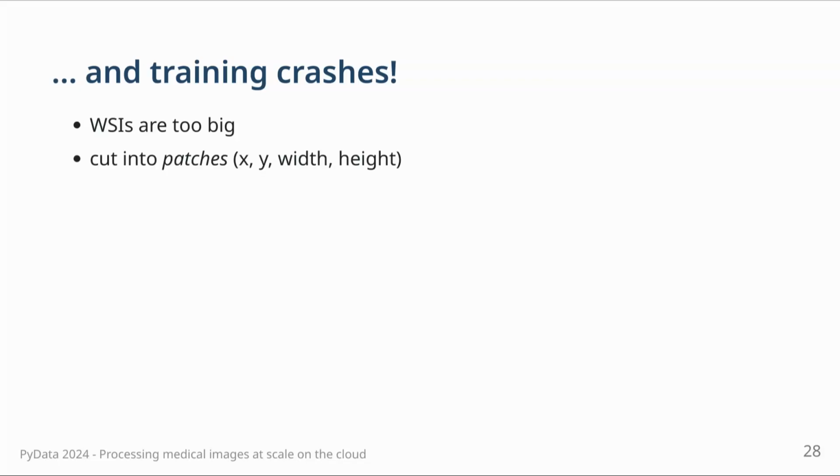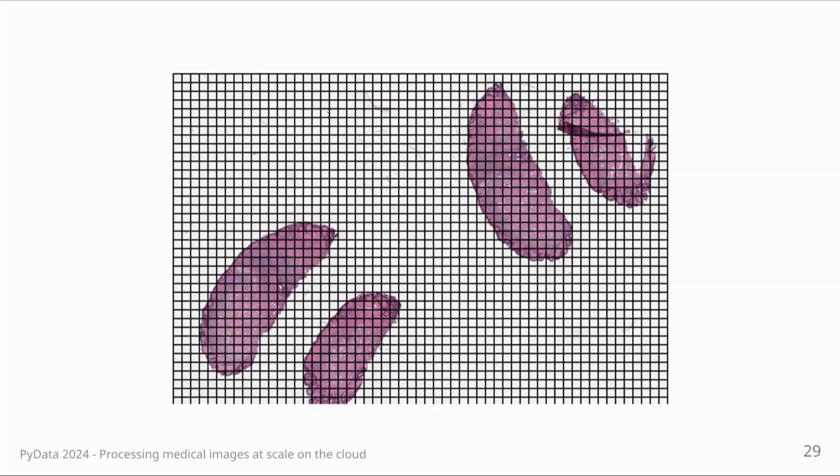So we cut into patches. The grid, once again, is going to be our first approximation. But you could want to have different strategies, because maybe you have cancerous cells that are hidden at the edge, right? So maybe you want to stride differently.